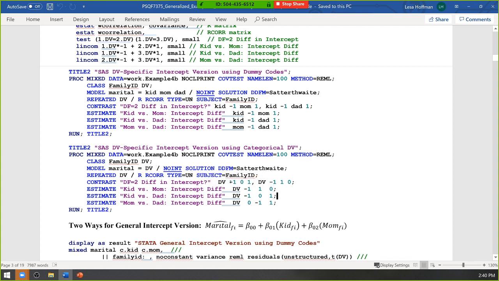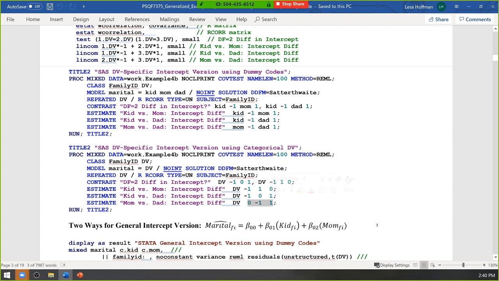And so every time you refer to DV in a contrast statement or an estimate statement, you have to tell it what to do with each of its internal dummy codes. So DV: -1 0 1, that's kid versus dad. -1 1 0, that's kid versus mom. This one is kid versus mom, this is kid versus dad, and this is mom versus dad.